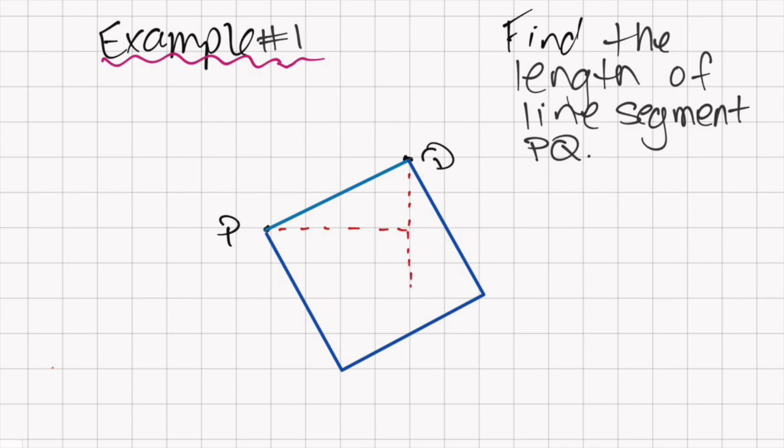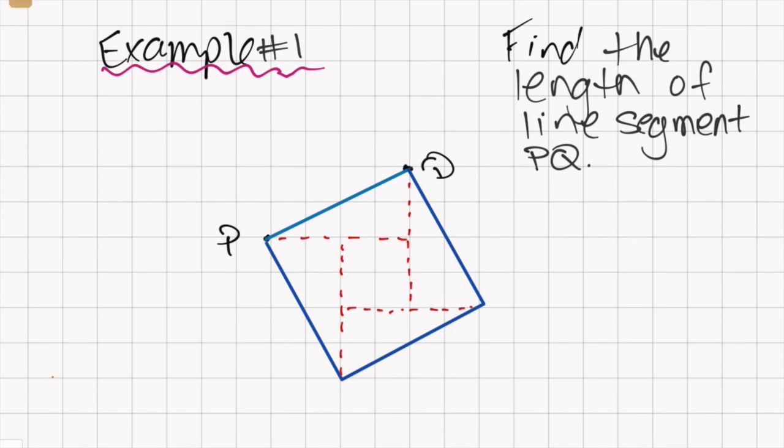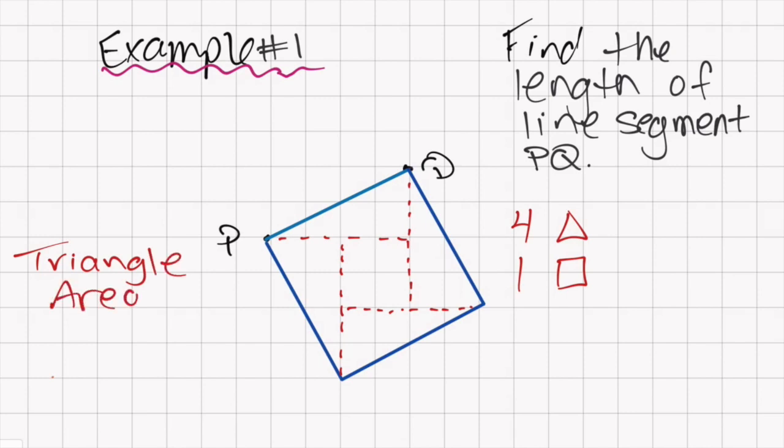So I can take the inside portion here and make it into 4 smaller triangles, and that also makes the inside of it a square. Now notice here there are actually 4 triangles inside of that square and then 1 smaller square. And this is actually some information that I can use to find the total area of that square. And once I know the area of the square, I can actually find the side length of the square.